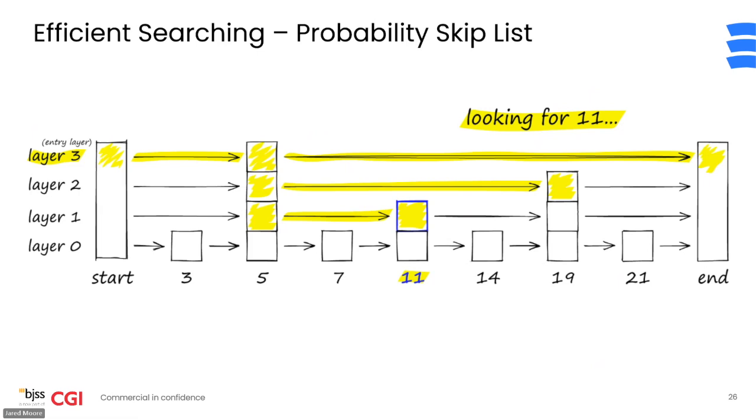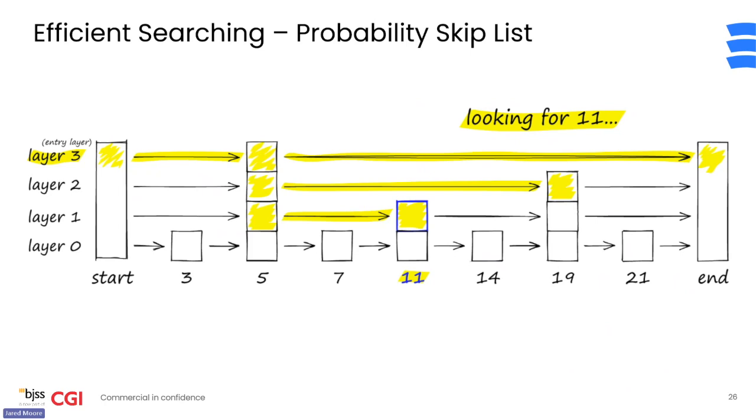So we have the same thing but represented as a diagram. So we're going to start at the top and say we're looking for 11. So the first piece of data I'm going to hit is 5. We say, okay, 11's higher than 5. Keep going. End of the list. We've missed it. So we'll go back to 5 and go down a layer. So this time we don't need to worry about 3. We know that 11 is higher than 5.